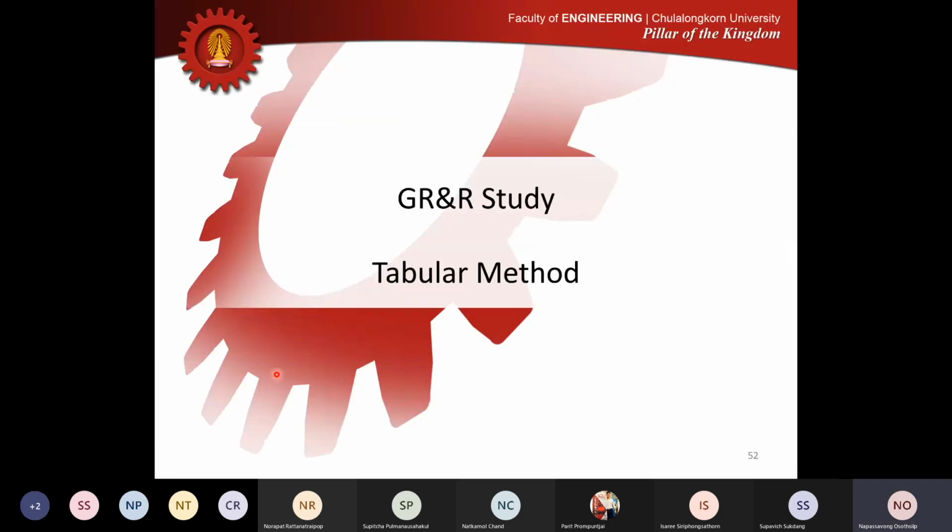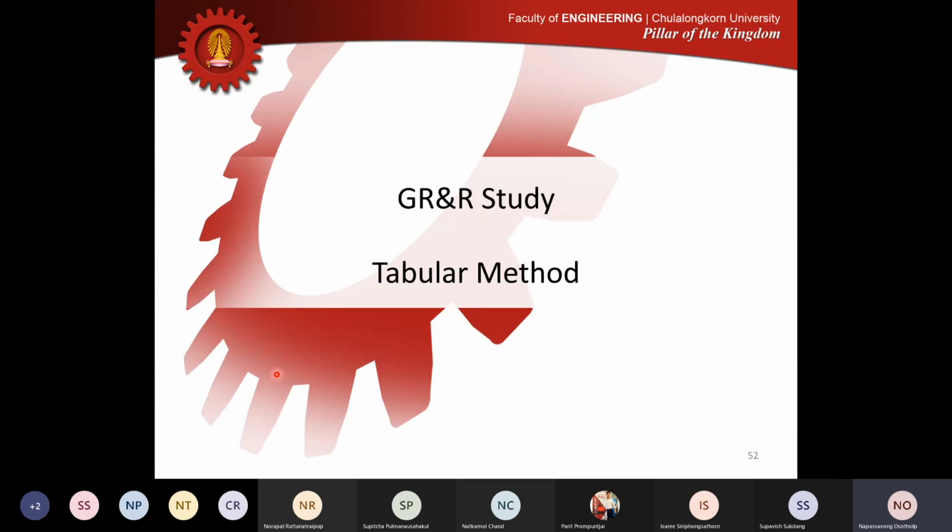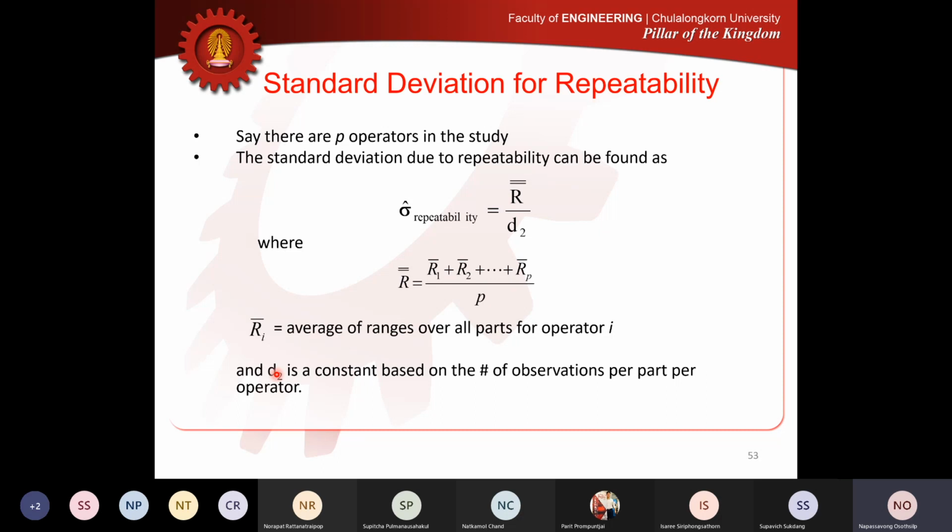Okay, after we have obtained the data, I will now lead you through how we do the analysis. I will show you the basic formula to calculate each element of the variation, and then we will move to Minitab to help you do the calculation. If we want to quantify the sigma repeatability number, the formula is R bar over D2.